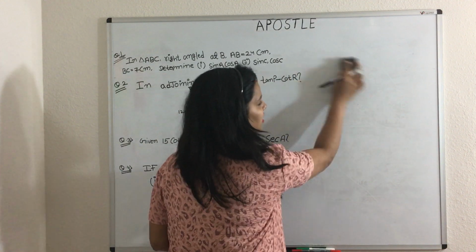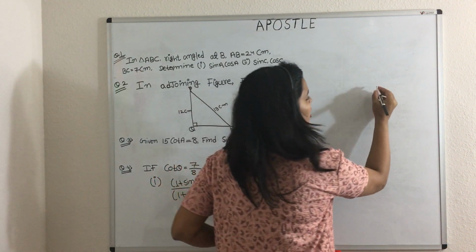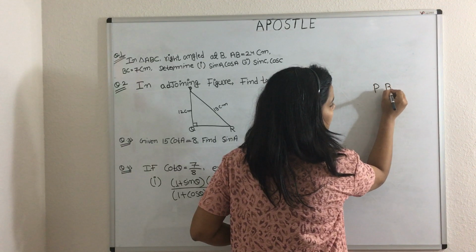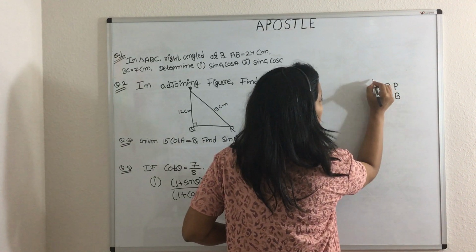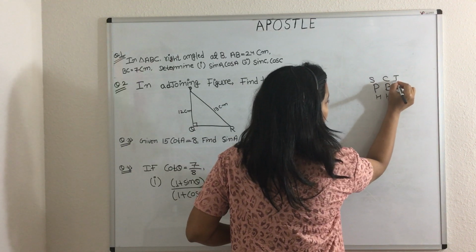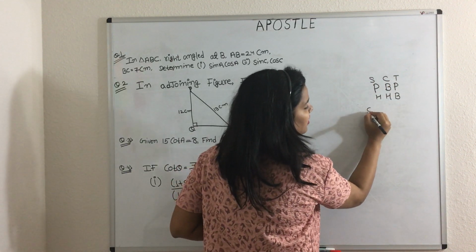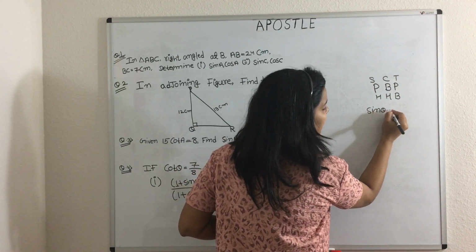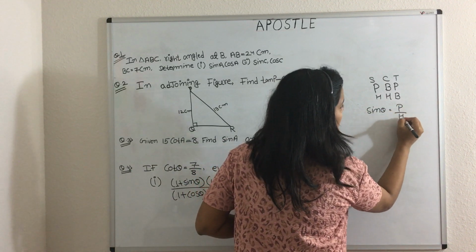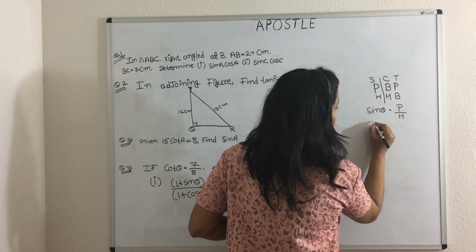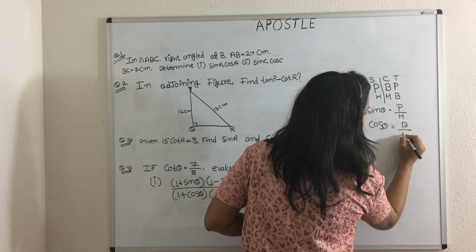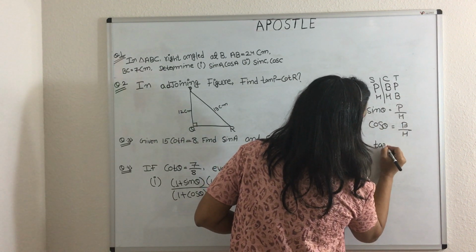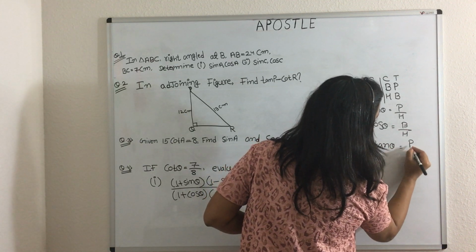There are 6 ratios. What is the concept? Pandit Badri Prasad Har Har Bole, Sona Chandi Tole. Then what is sine? Sine theta is P upon H. That is the first one. Cos theta is B by H and tan theta is P by B.